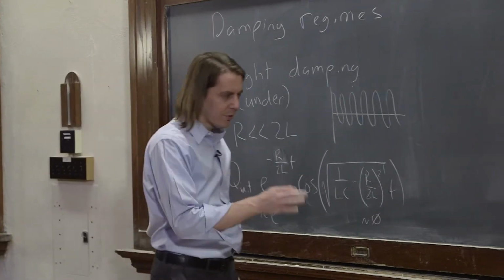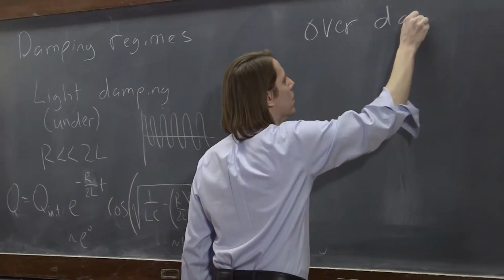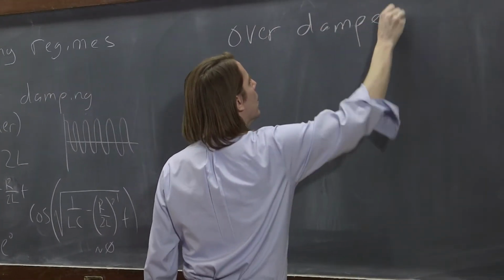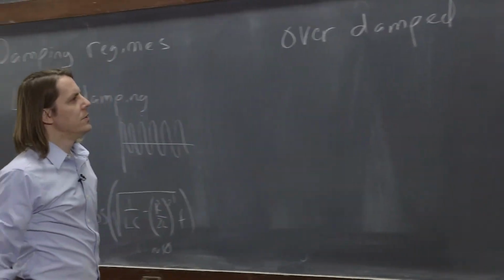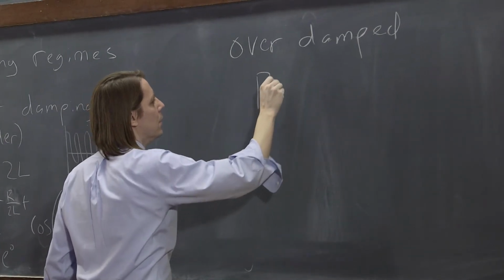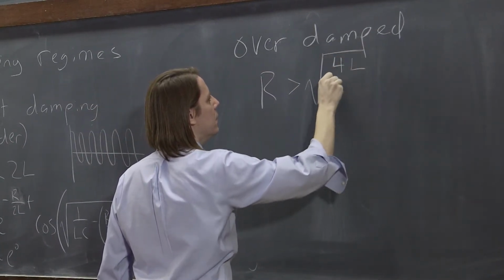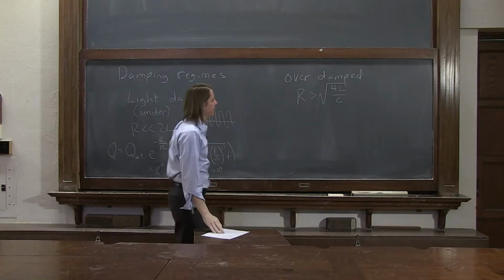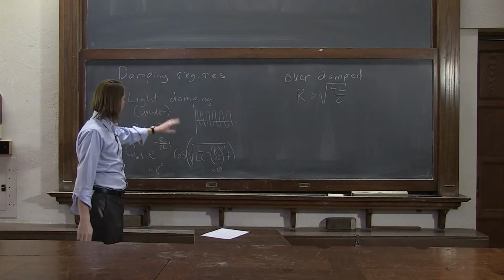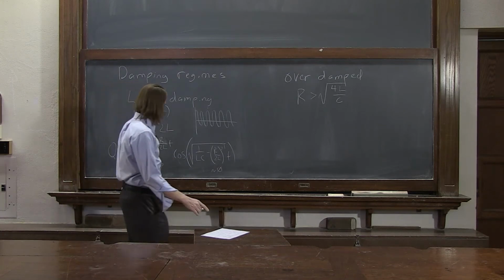There's also, on the other end of the spectrum, overdamping. Overdamping is a special thing that happens as soon as R becomes greater than the square root of 4L over C. And by these C's, we mean the capacitance. There's no more parameter C. And you can see what would happen.